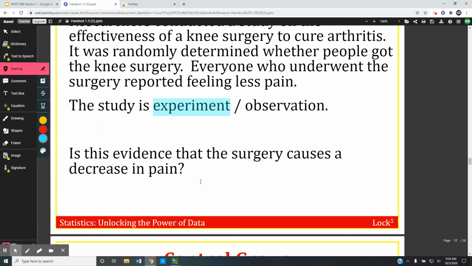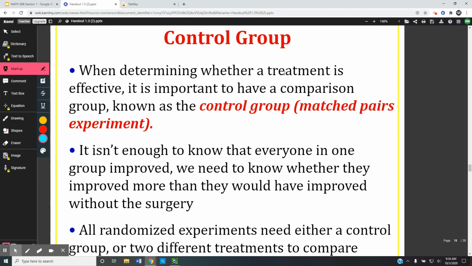No, we needed a control group. There was no control group up here. It was everyone who felt that this was less pain. And here's the control group discussion. When determining whether a treatment is effective, it's important to have a comparison group known as the control group. Sometimes I call it the match pair experiment.